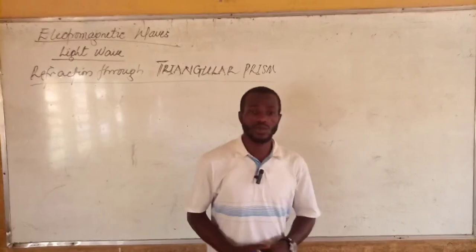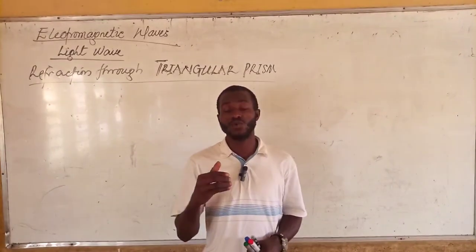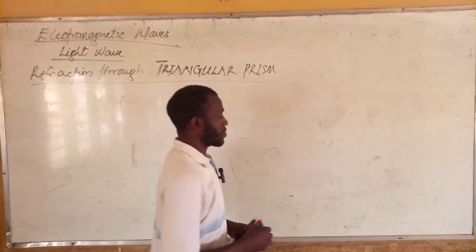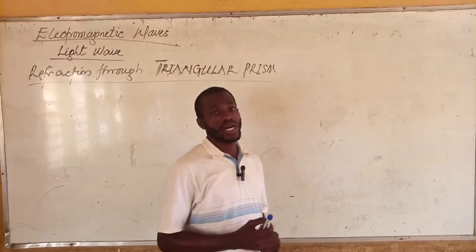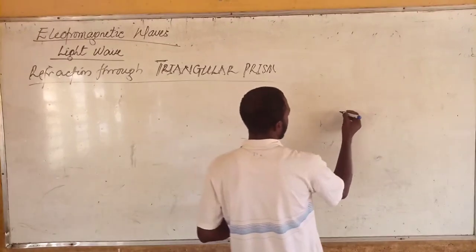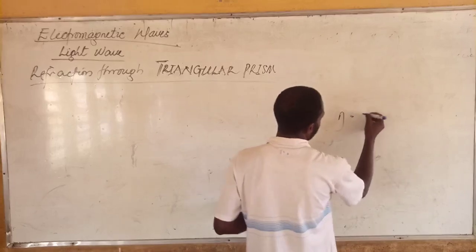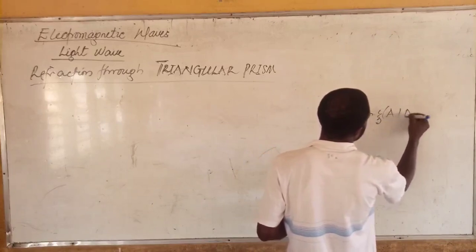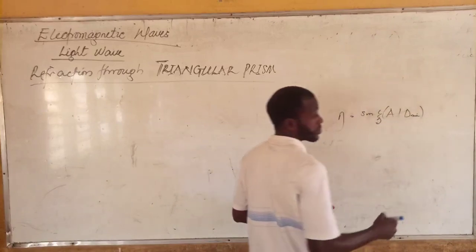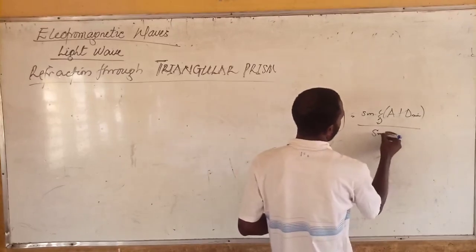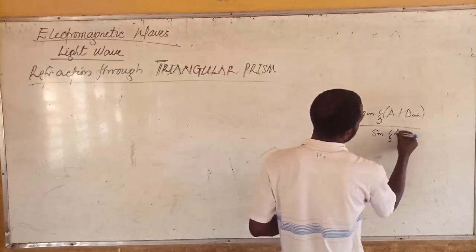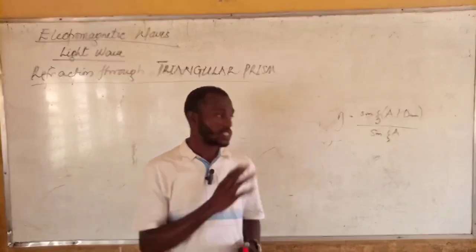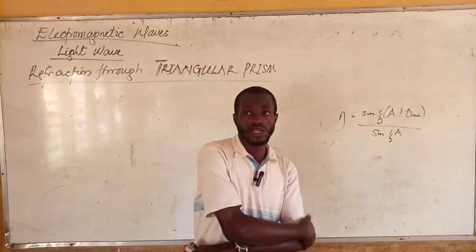In this video, we're going to be talking about the refraction of light through a triangular prism. Now, you must have seen this formula before that says that the refractive index of glass is equal to the sine of half of the refracting angle plus the minimum deviation, over sine of half of A. All right. Now, what we are going to be doing is establishing this relationship.